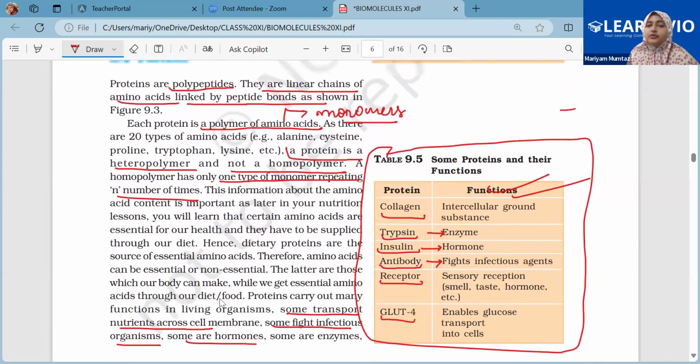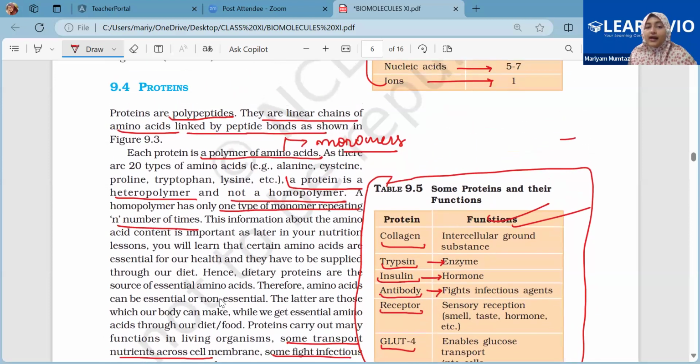Now talking about the most important biomacromolecule, that is protein. Now protein, they are polypeptides. Proteins are made up of amino acids. One protein is made up of 20 amino acids. They are linear chain of amino acid. Linear means in a line-like fashion. And they are linked by peptide bond.